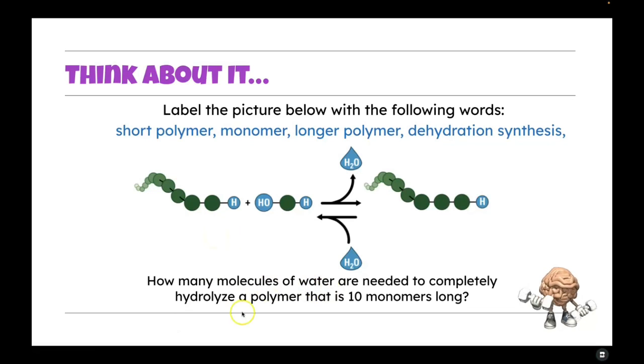Alrighty, so for example, if you had 10 monomers, you could have your fingers near each other. So those are 10 monomers, and make sure your thumbs are near each other. How many water molecules do you think you're going to need to completely hydrolyze a polymer that is 10 monomers long? All right? How much water do you think you need? Alrighty, so if you have your 10 fingers next to each other, even your thumbs, you want to count the bonds within, so all the spaces.